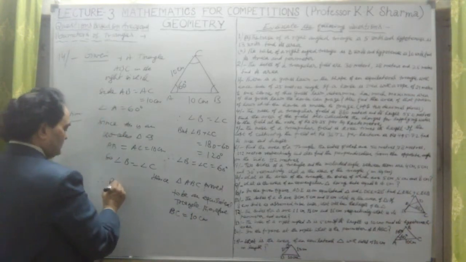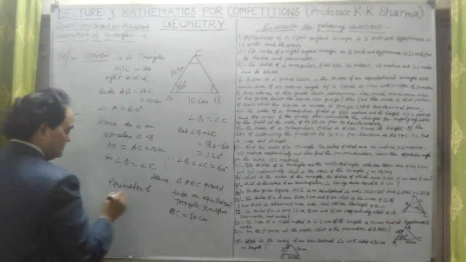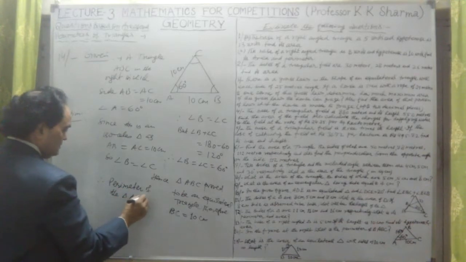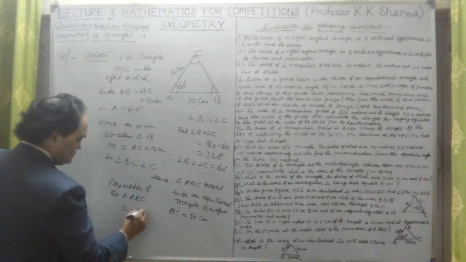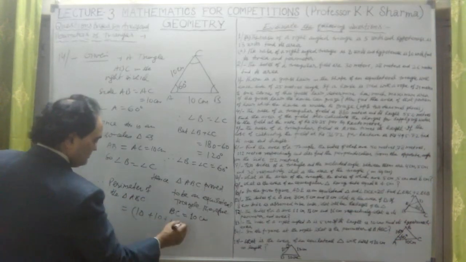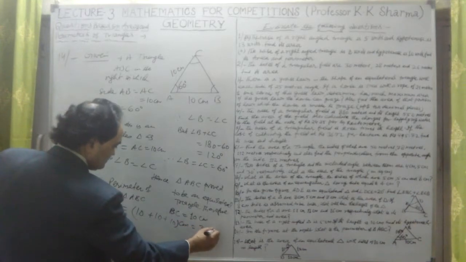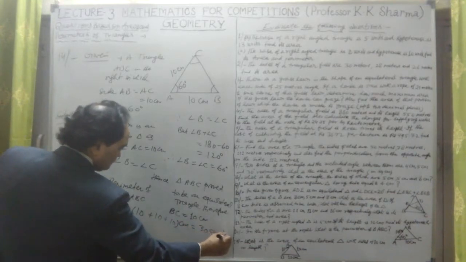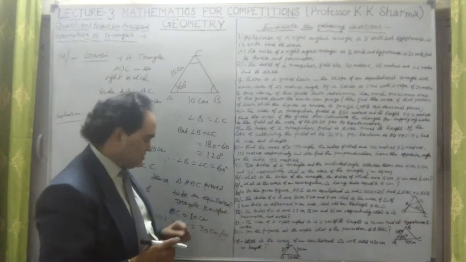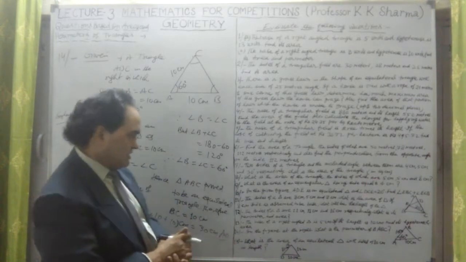Therefore, the perimeter of the triangle ABC here is equal to 10 plus 10 plus 10 centimeters, equal to 30 centimeters. This is the answer here. Now, if it is an equilateral triangle, we can find out the area also, but the area is not to be calculated here because it is not asked for.